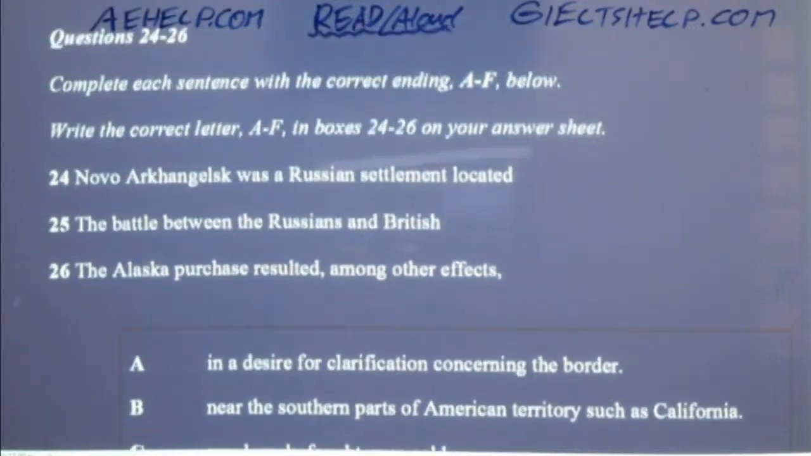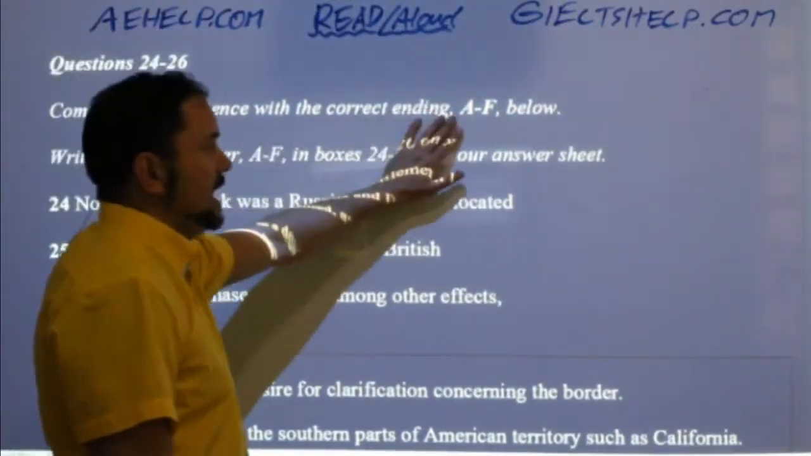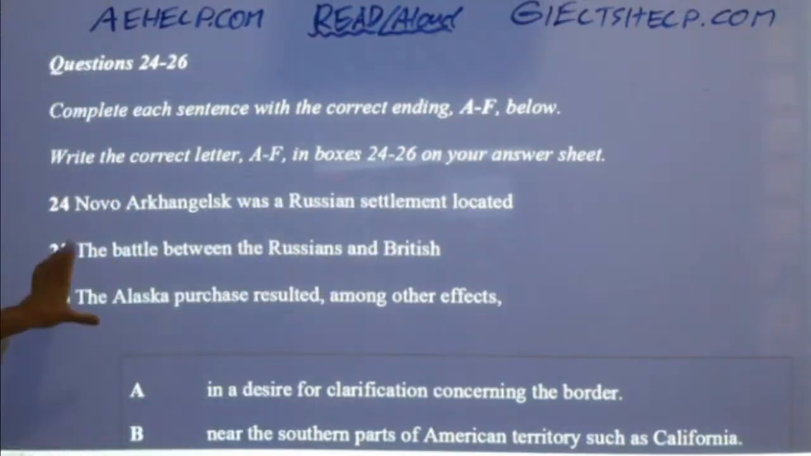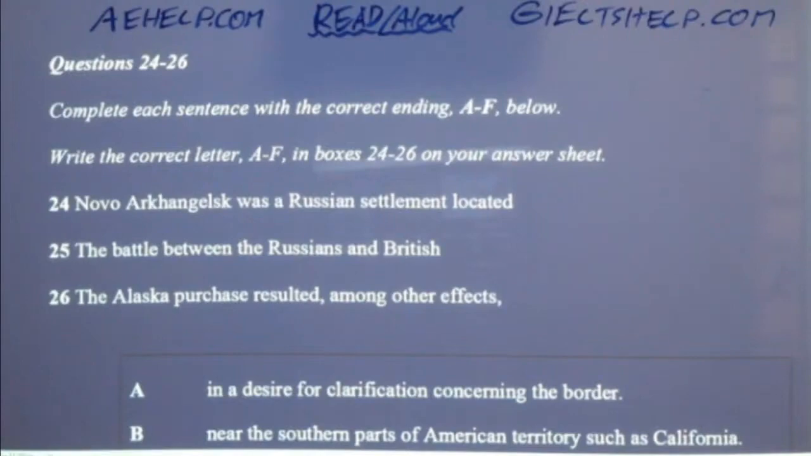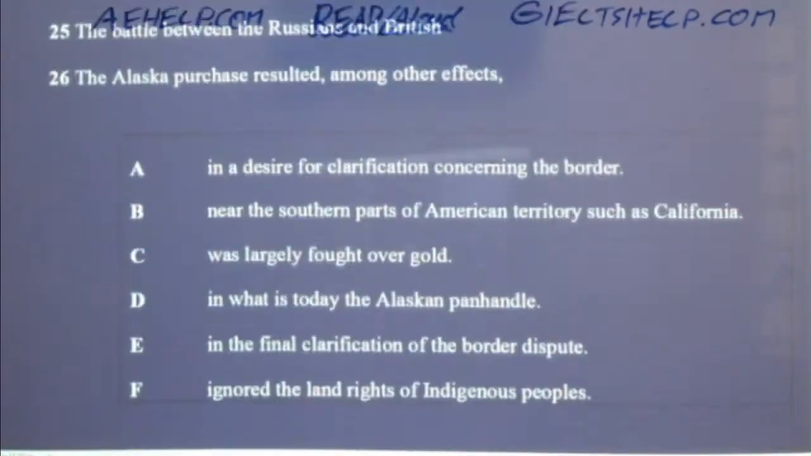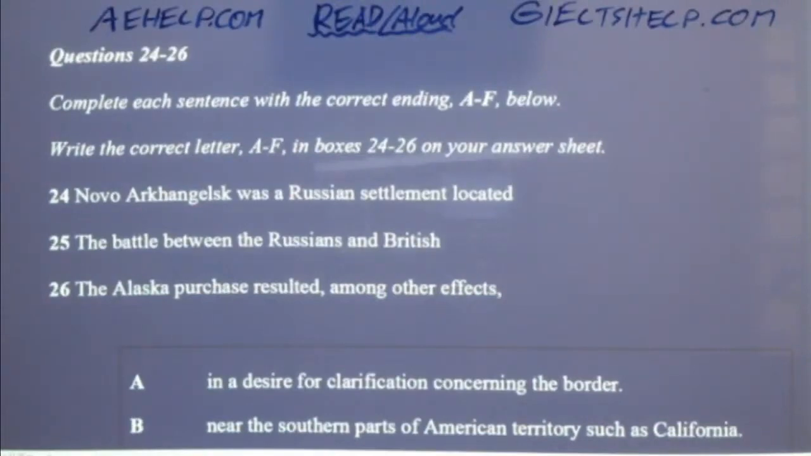Here we have complete each sentence with the correct ending. For this one, just read the questions, don't read the choices, because there are always more choices. We can see there's 6 choices and there's 3 questions. So half of the choices are wrong, so just focus on this.